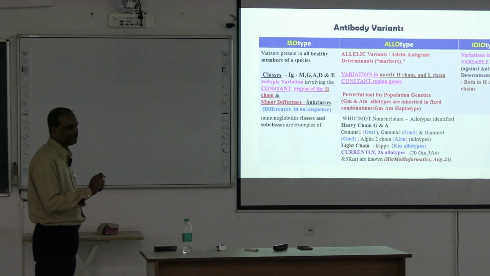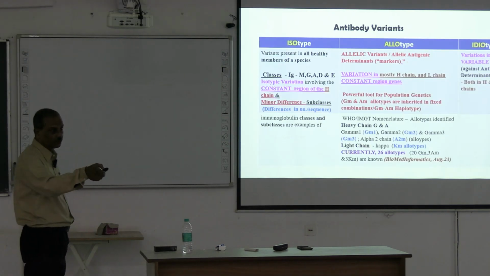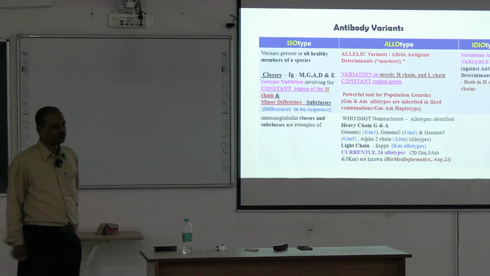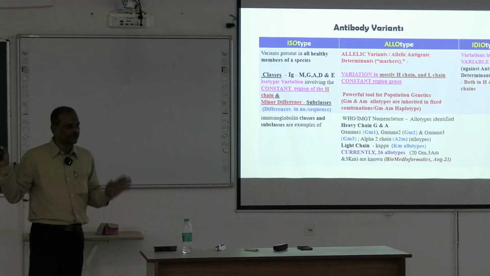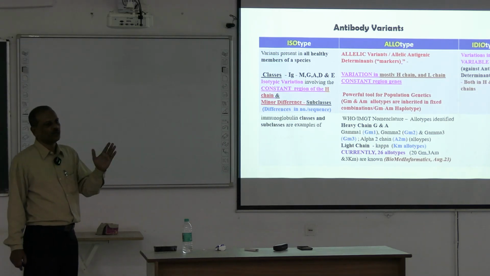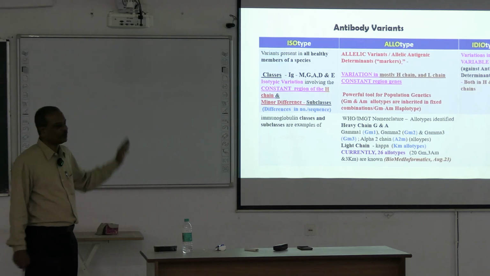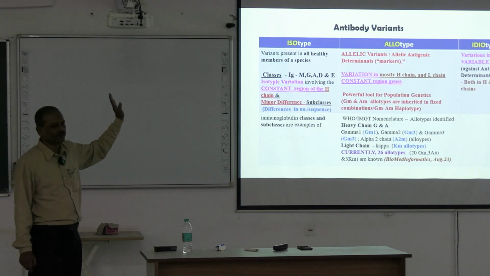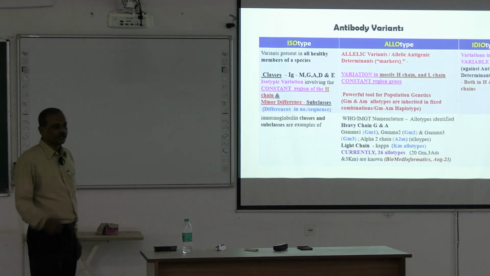There are 3 different types of antibody variation. Note this down: isotype, allotype and idiotype. What is isotype? These 5 chains, what I have said, 5 different chains: IgM, IgD, IgG, IgA, IgE. These 5 types are called isotypes. Allotype: in the heavy chain there will be differences.